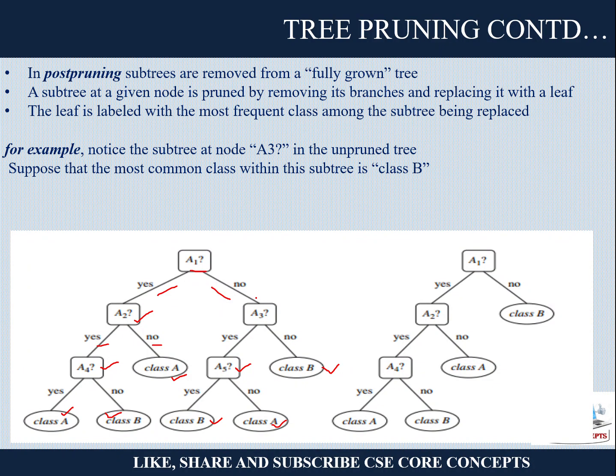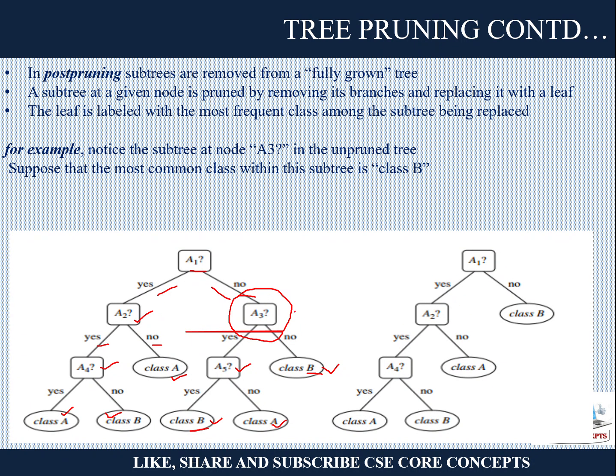A3, let's see this A3, right? Now if you want to prune this tree, you look at this A3 node where the maximum class belongs to class B. 2 times it is class B and 1 time it is class A. So the most common here is class B: 2 times class B, 1 time class A. So you can do a pruning here.